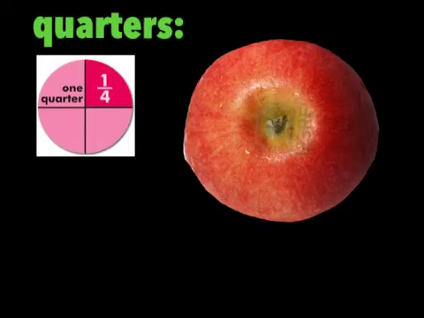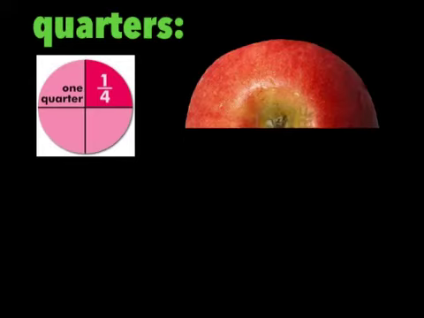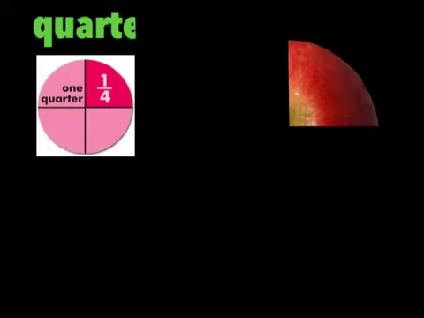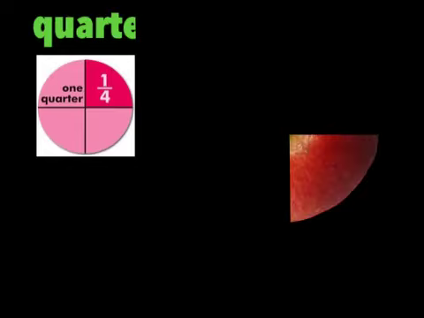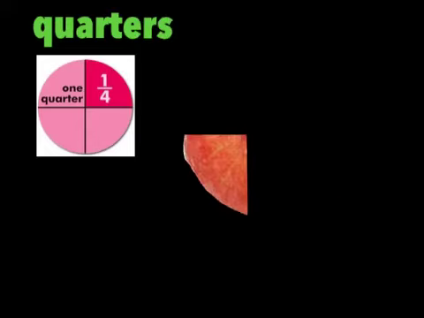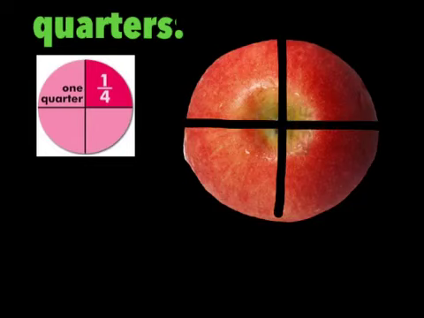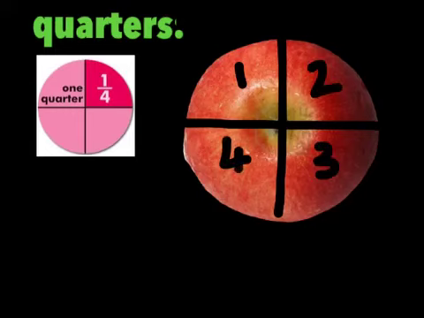With our apple, what would you imagine to be half an apple? Something like that. But with quarters, a quarter is half of a half. So that would be a quarter of an apple. Now we can have 1, 2, then 3, then 4. So altogether, there are 4 parts to this apple if I divide it into quarters. 1/4, 2/4, 3/4, 4/4. 4 equal parts.